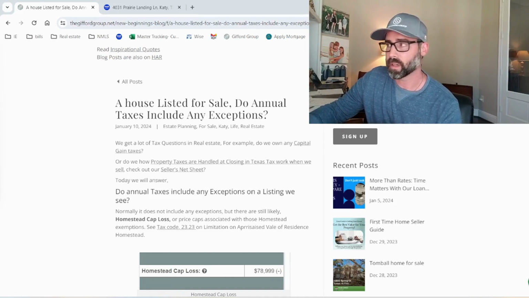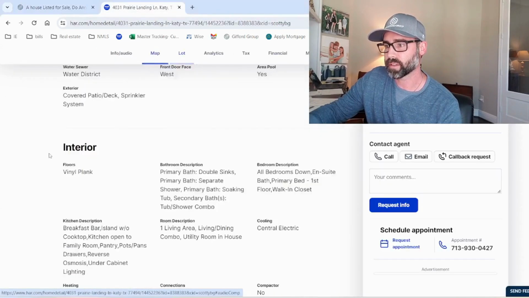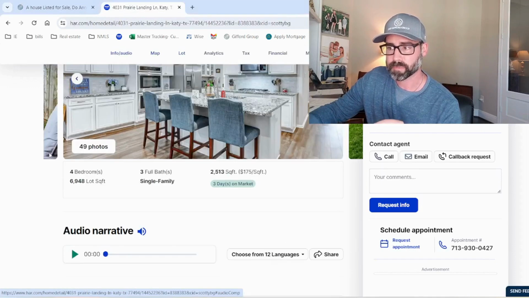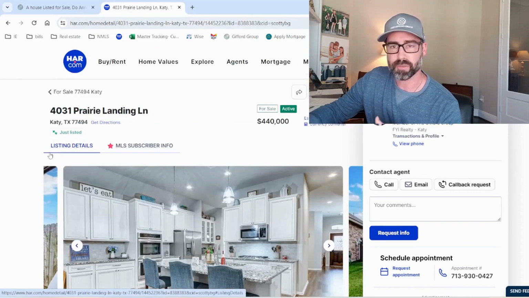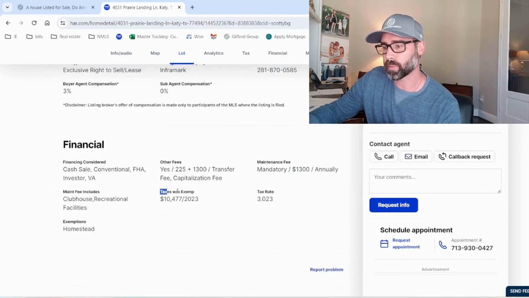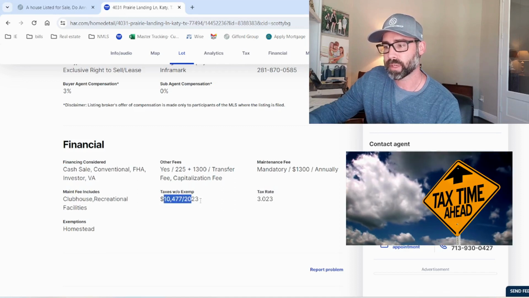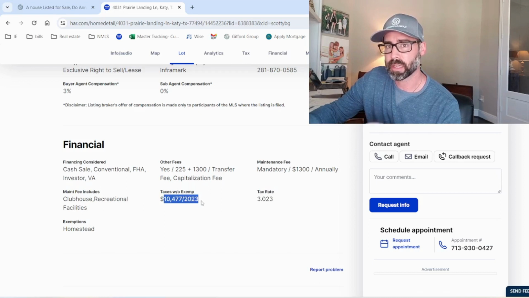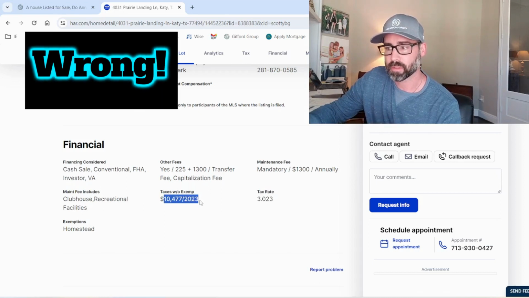First off, let's start with an actual example, which I think would be really useful. We'll look at this house here in Firethorne. We live in Firethorne ourselves, and it's a beautiful home for sale, currently listed for $440,000. Right down here is what we're looking at, the taxes without exemptions, and then it shows you the tax rate, 3.02. This is pretty cool. It took, hey, this is what we think the taxes are for 2023, but that's wrong, and I'm going to show you why it's wrong.